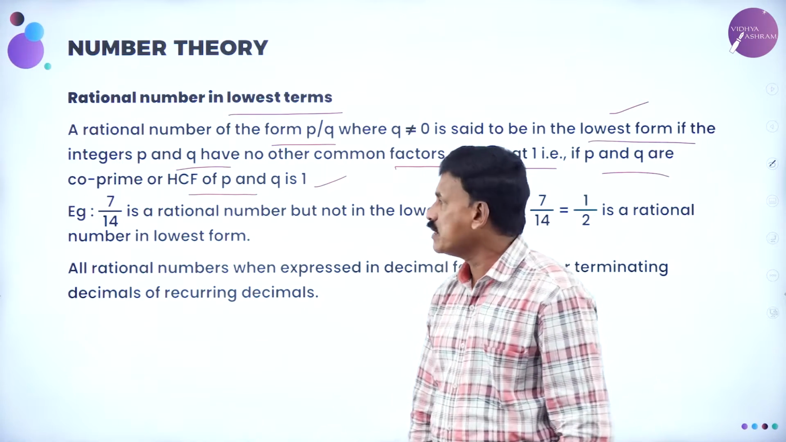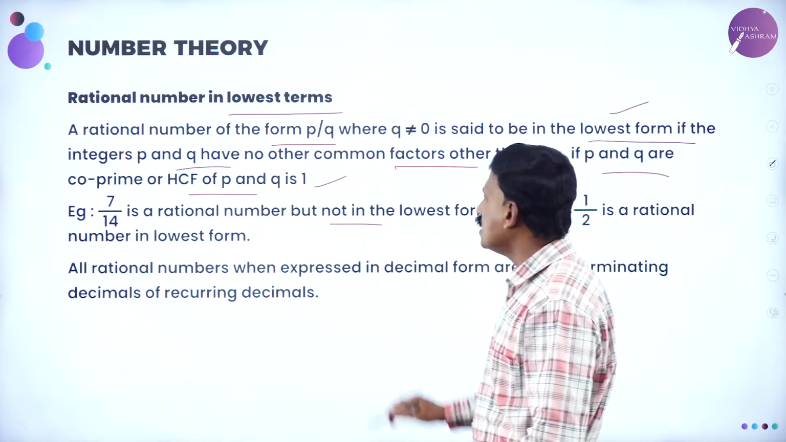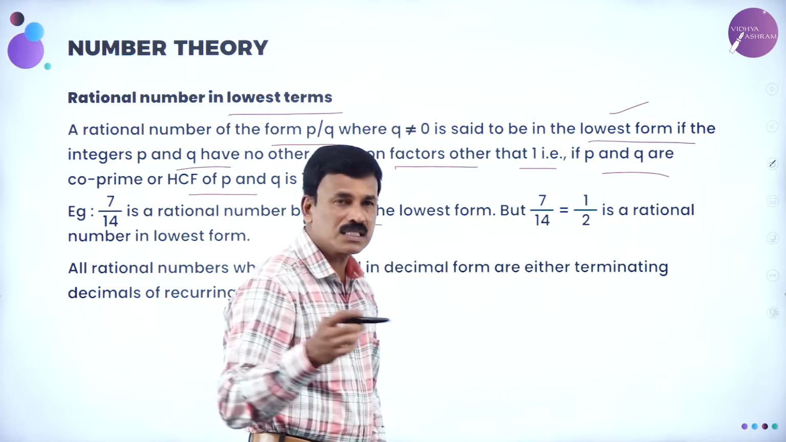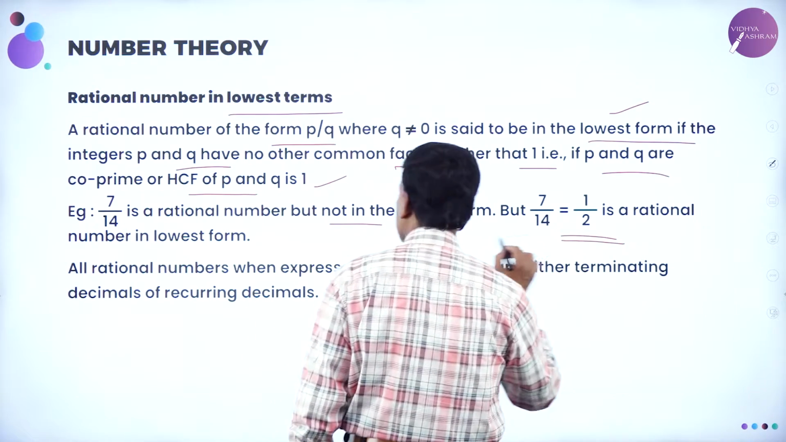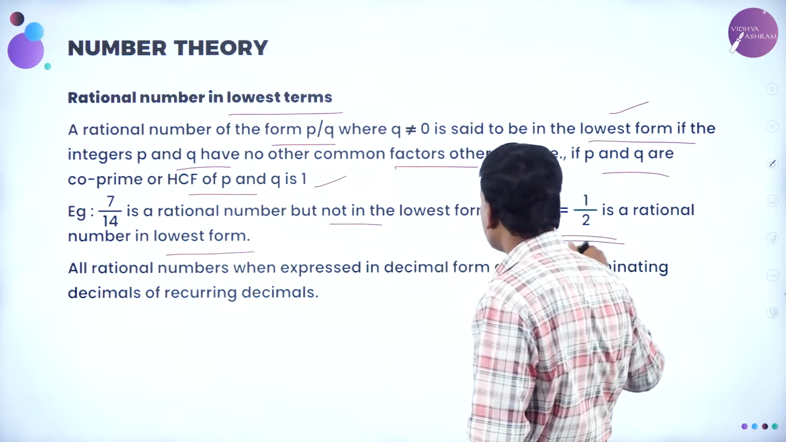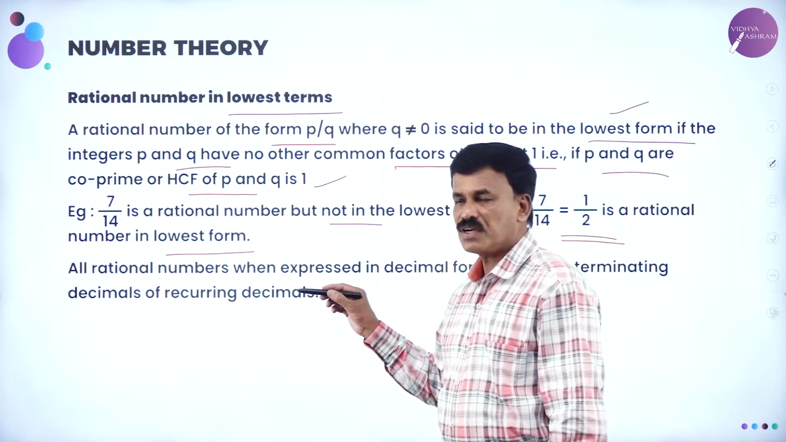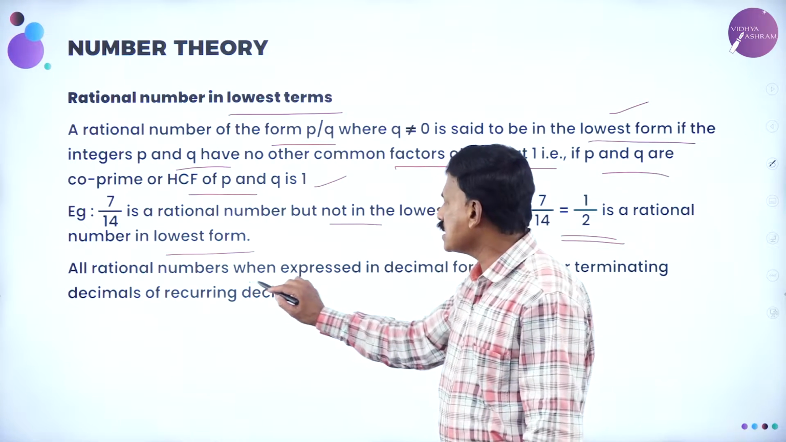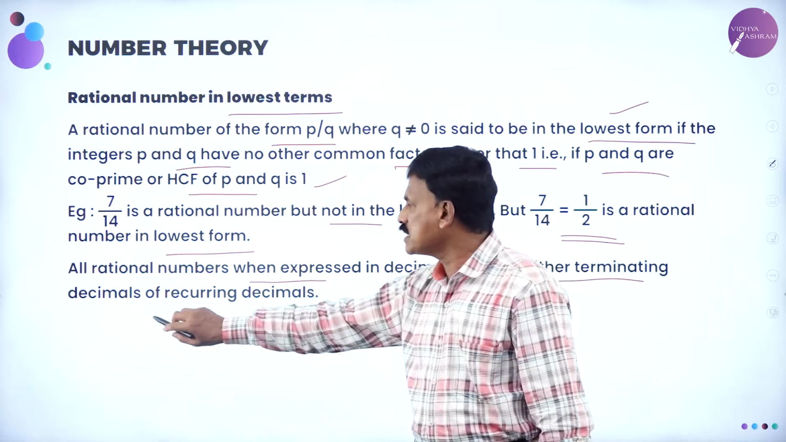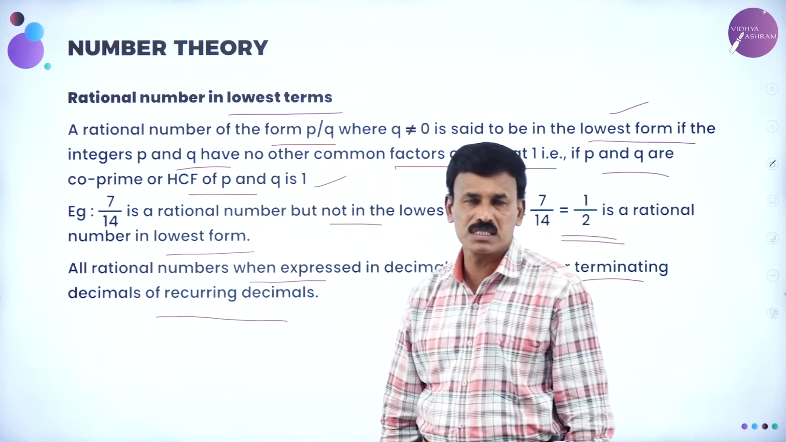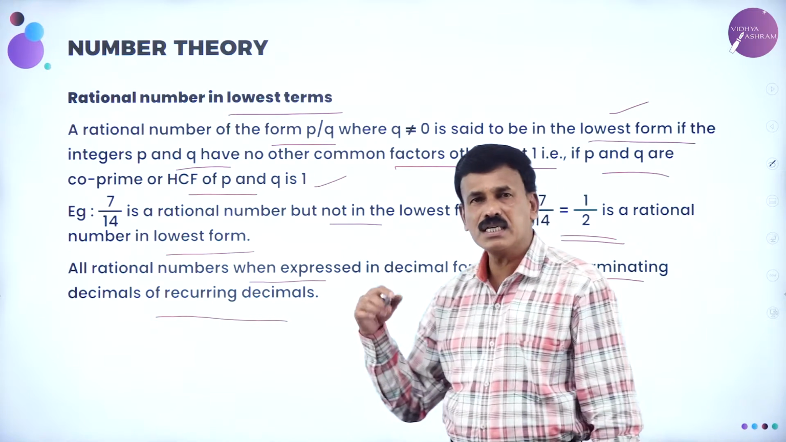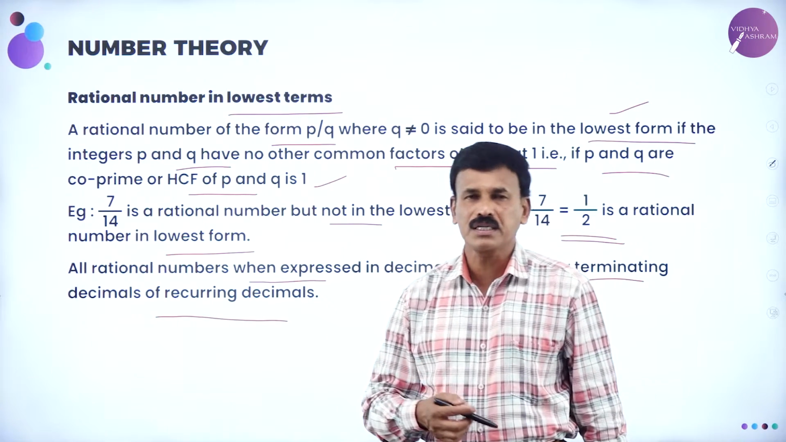For example, 7 by 14 is a rational number but not in the lowest form. If 7 by 14 is expressed in the form 1 by 2, then it is called a rational number in the lowest form, because the highest common factor of 1 and 2 is 1. All rational numbers, when expressed in decimal form, are either terminating decimals or recurring decimals.